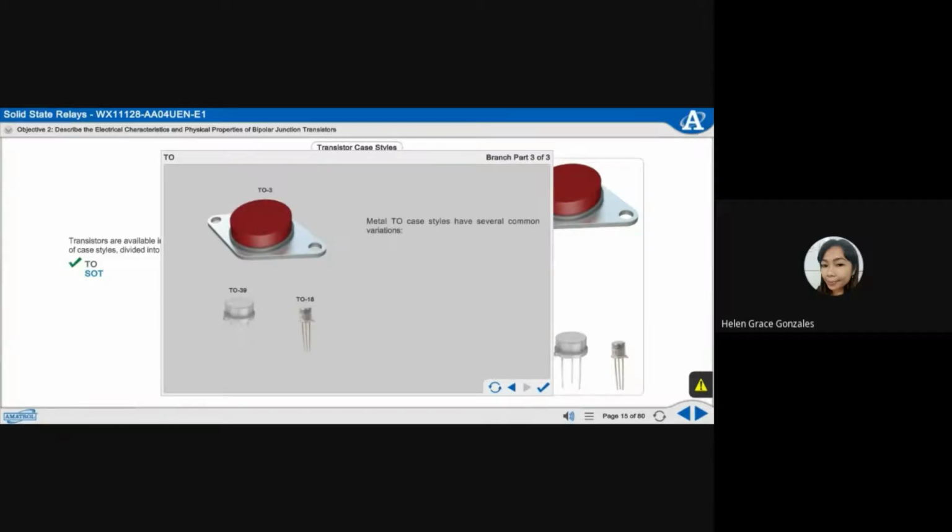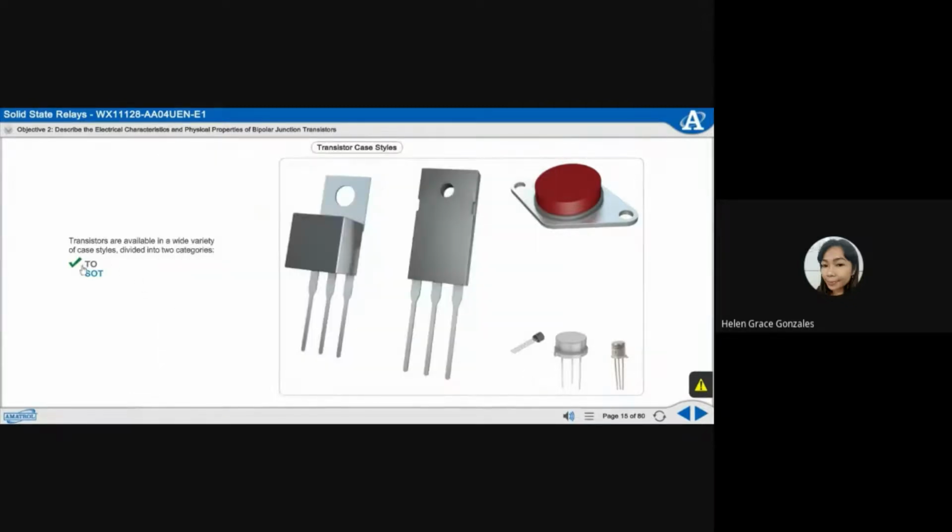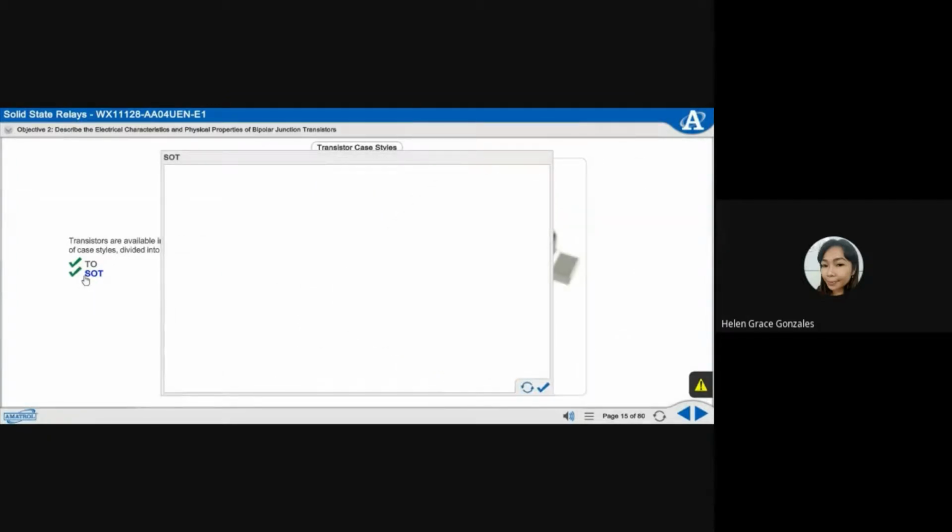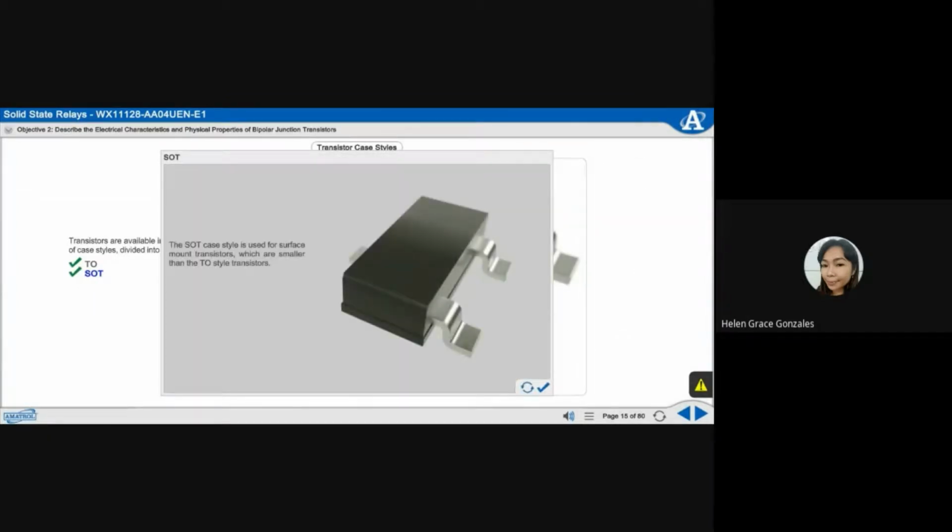Metal TO case styles have several common variations. TO18 transistors dissipate more power than TO92 transistors, up to several hundred milliwatts. TO39 transistors can dissipate more power than the TO18 style. TO3 transistors can dissipate up to 300 watts. The SOT case style is used for surface mount transistors, which are smaller than the TO style transistors.